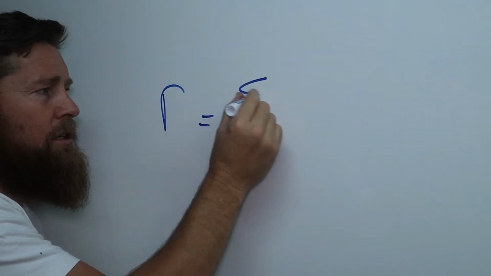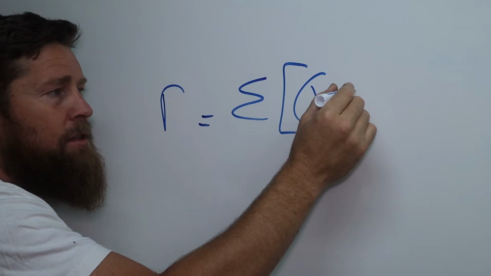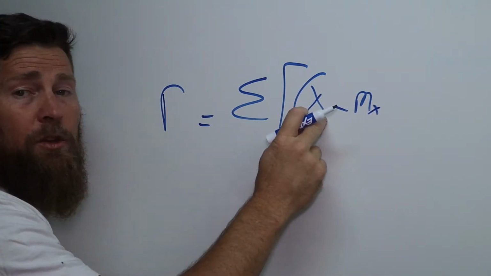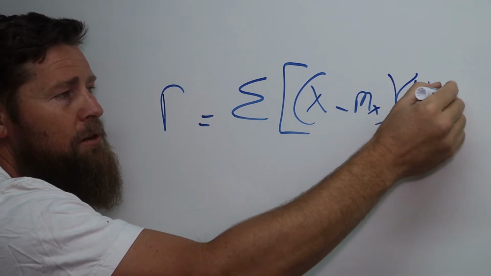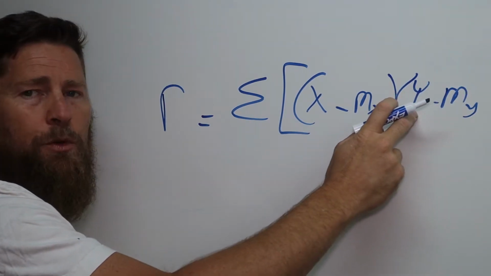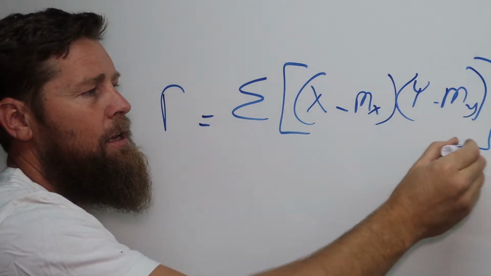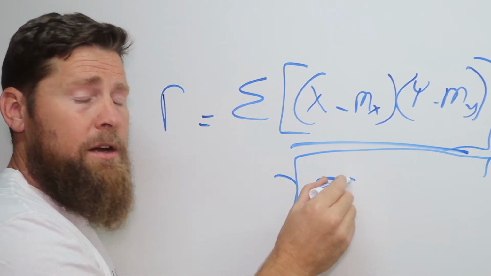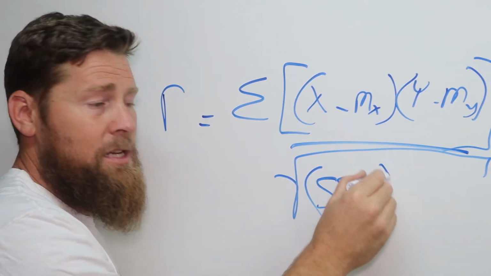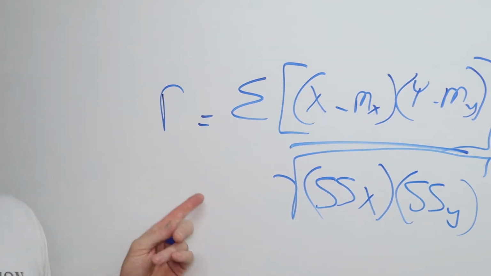You ready? You take the sum of x minus the mean of x, that's all values of x minus the mean of x, times y minus the mean for y, which is each individual score of y subtracted by the mean. Okay, you take that, and then you divide that by the square root of the sum of squares for x times the sum of squares for y. You'll get the same answer as if you do that z one.